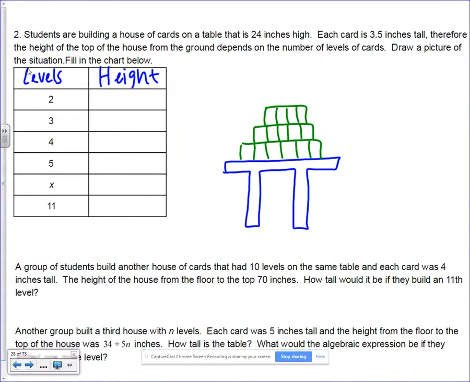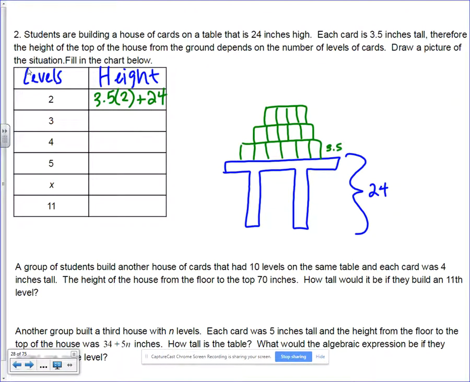All right, so tell me, how would I calculate the height of this thing if I wanted to do two levels? First thing I want to know is, how high is the table? 24. How high is each card? Each of these is 3.5. So if I want to do two levels, how would I calculate that? Good. If I want to go two cards high, I would take 3.5 times 2.